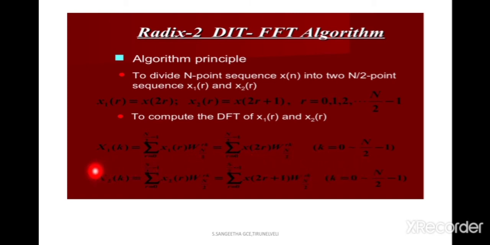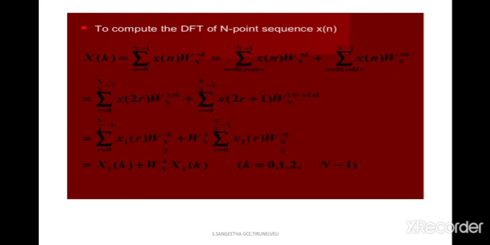Similarly for X2 of k, we have the summation of r equal to 0 to N by 2 minus 1 of x2 of r W_{N/2}^{rk}, which will be equal to the summation of r equal to 0 to N by 2 minus 1 of x of 2r plus 1 into W_{N/2}^{rk}. Here k ranges from 0 to N by 2 minus 1.